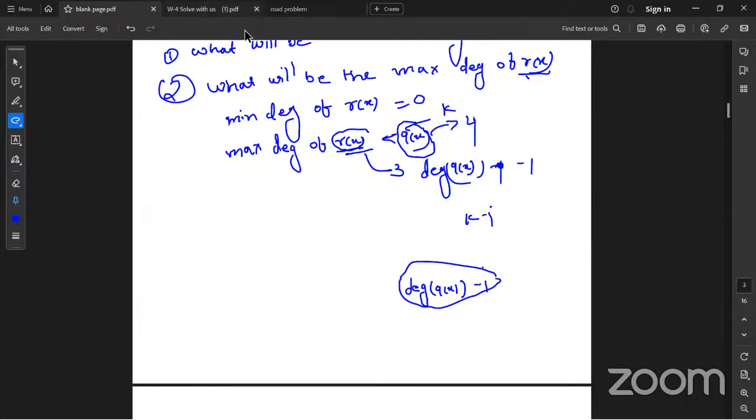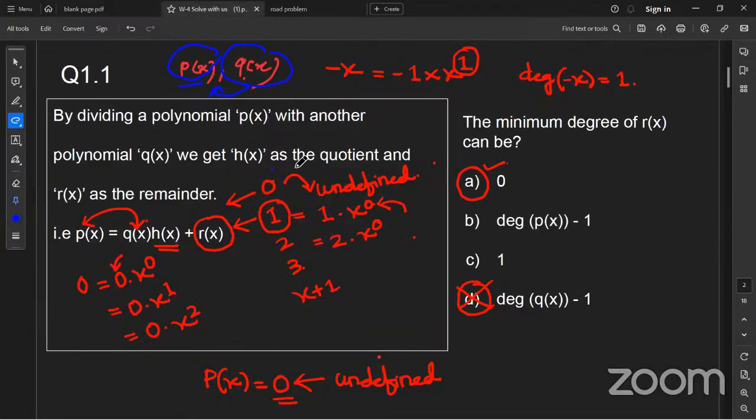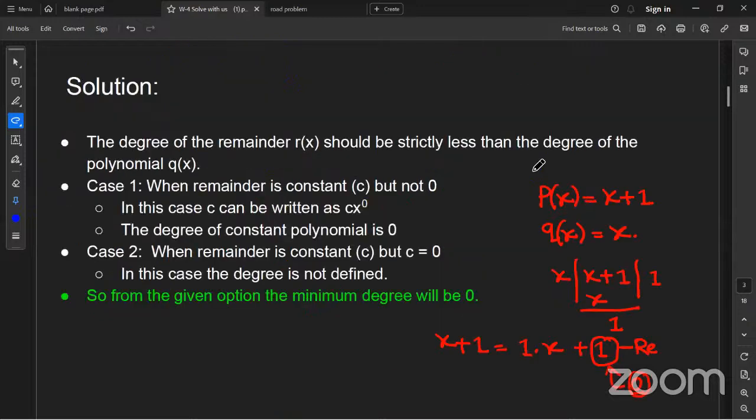Okay, so option A is correct, right? Understood? Let's move to another one. Here you can see the solution. This PDF will be shared after this class.